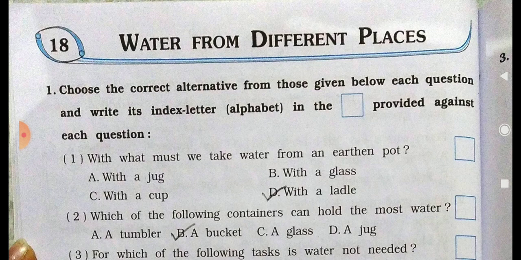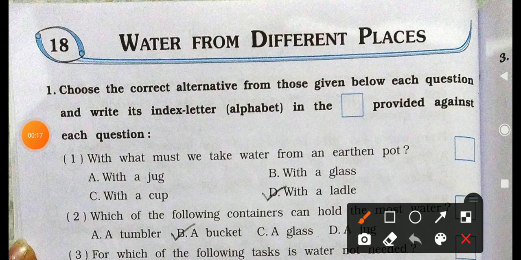Today I'm going to explain a new chapter, chapter 18, and the chapter name is Water from Different Places. Here's the workbook. First workbook question answer is MCQ. Choose the correct alternative from those given below each question and write its index letter alphabet in the box provided against each question.